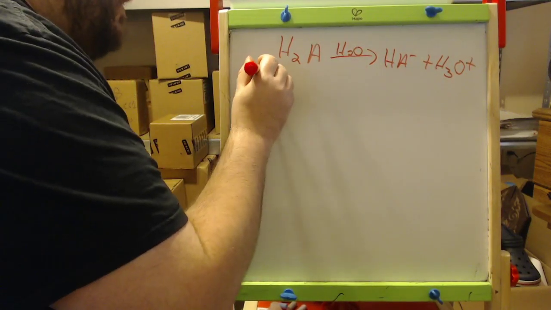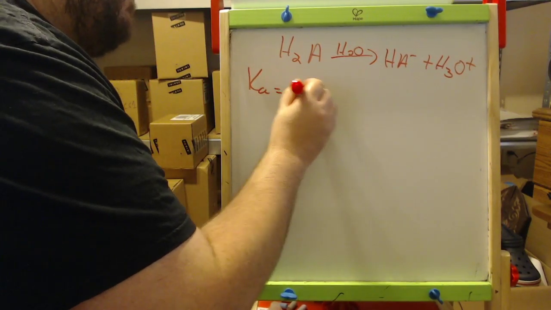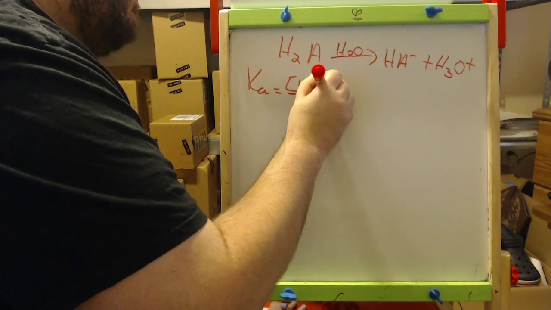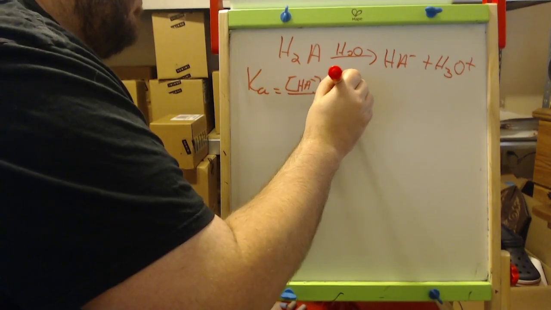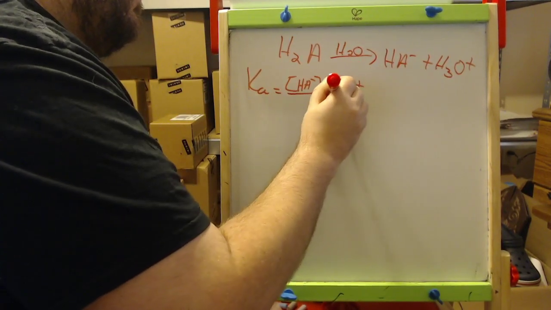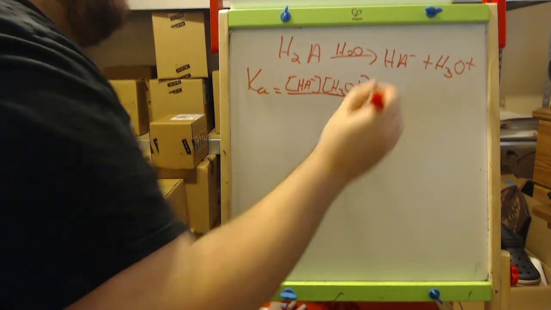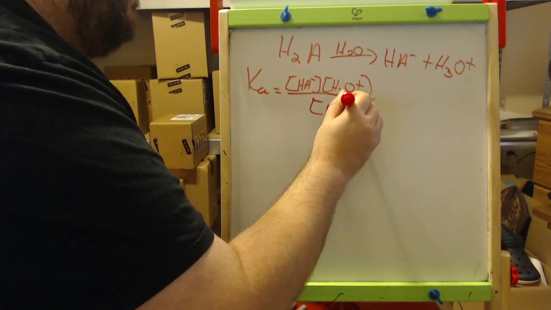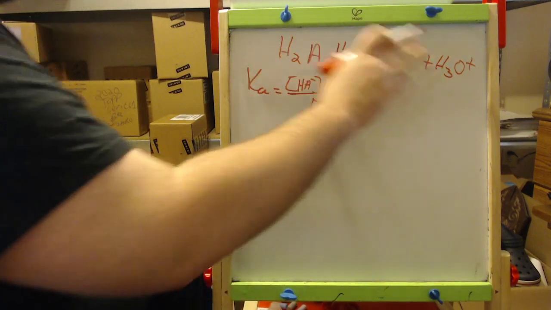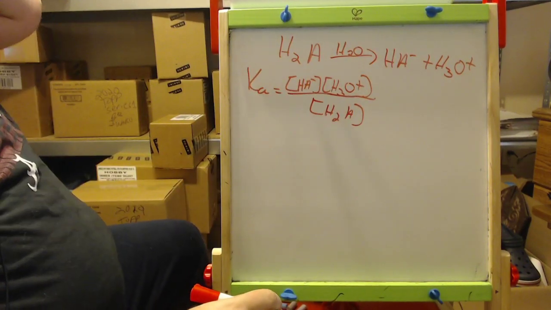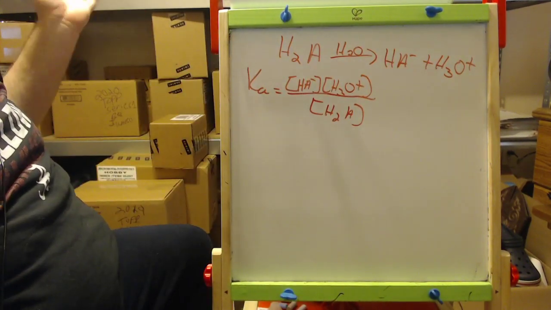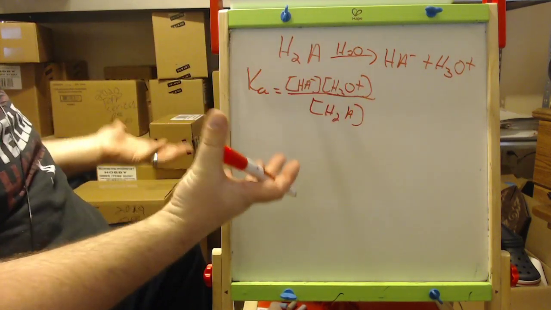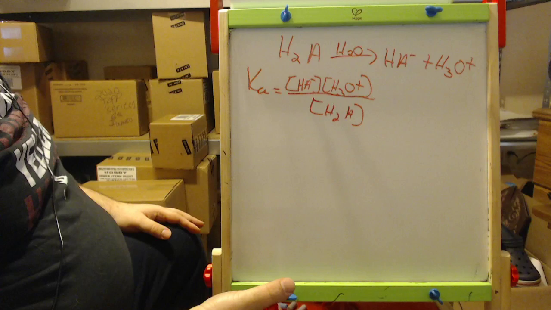And if I wanted to write out the Ka for this, the Ka would be the products over reactants: HA minus times the concentration of hydronium, all over H2A's concentration. And I would set up an icebox. I'd be given a Ka value or whatever. I'd set up an icebox and go through what we've been going through this whole entire lecture.